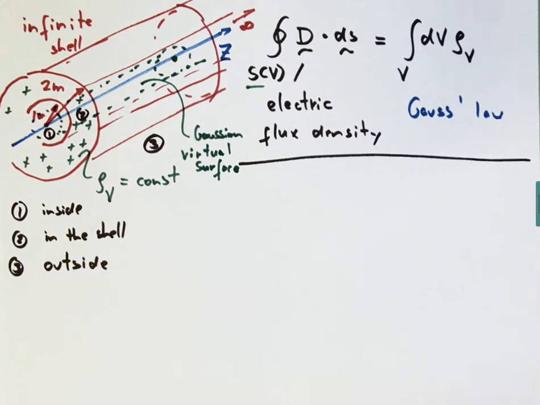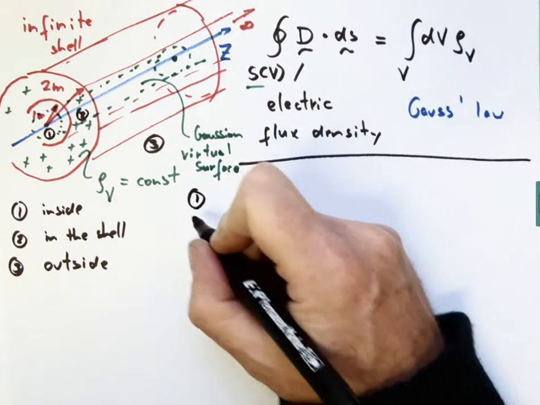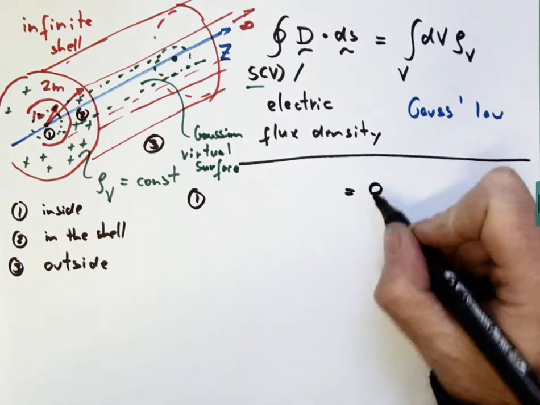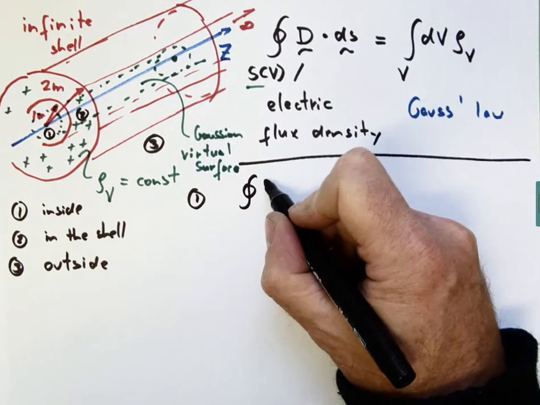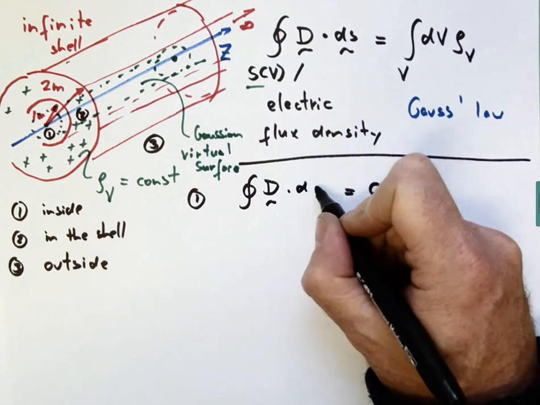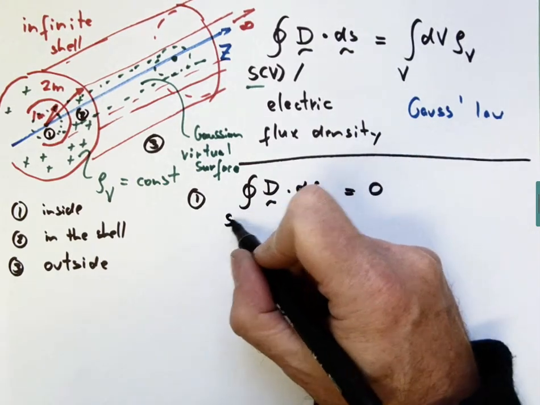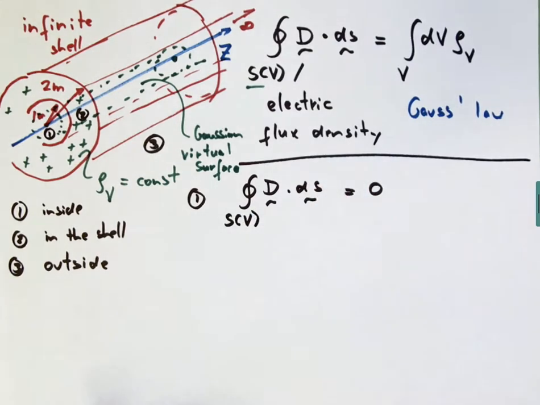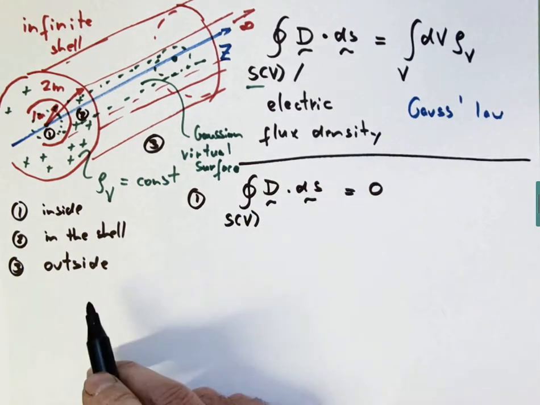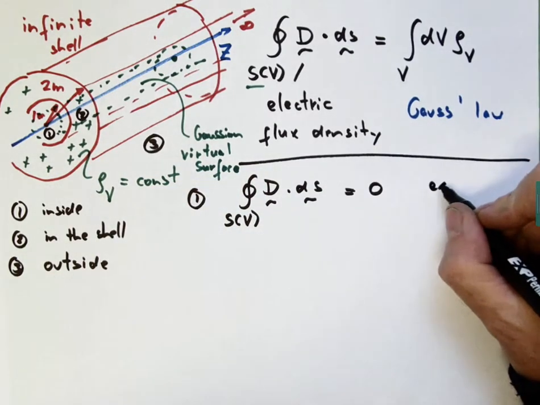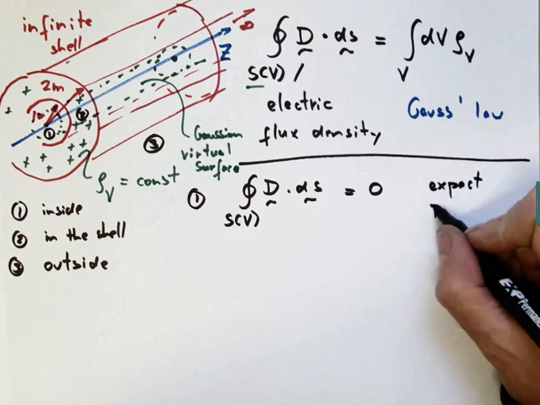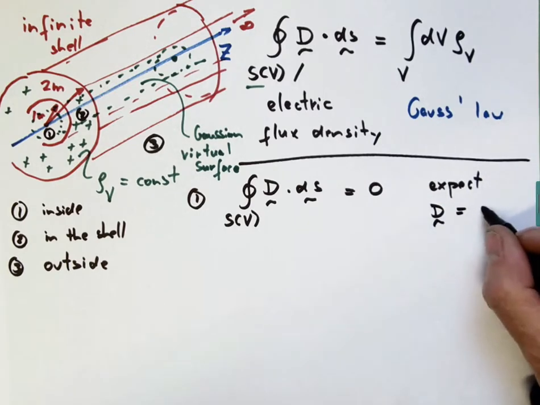Therefore we find that for case 1 the right hand side is 0, there are no source charges, and therefore the integral, the surface integral D dot dS, is also equal to 0. But we're not interested in the integral itself, we are interested in the D. What is the electric flux density? Well, we already expect that D may be also 0 in direction and magnitude.